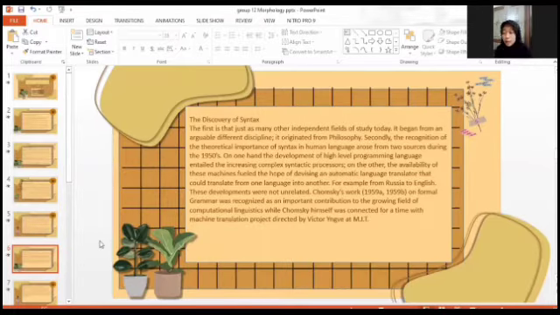The availability of this machine led to the hope of an automatic language translator that could translate from one language into another, for example, from Russian to English.